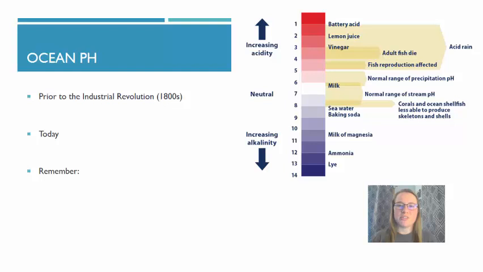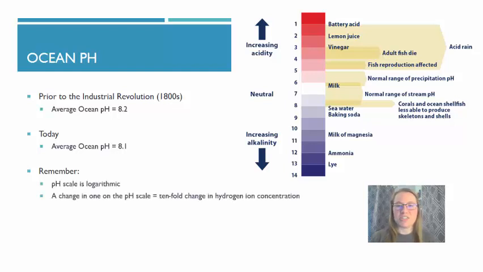Now remember, ocean acidification has to do with ocean pH, and prior to the Industrial Revolution, the average ocean pH is 8.2. But today, we are going to see an average ocean pH of 8.1. Few things to keep in mind. First of all, the pH scale is logarithmic, which means a change in one whole number on the pH scale is actually a tenfold change in hydrogen ion concentration.